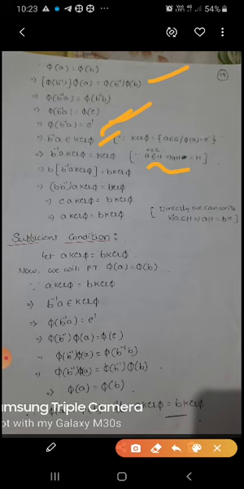By the associative property, we will multiply with B on both sides. Again by the associative property, B·B⁻¹·A·kerφ = B·kerφ. Next, by the inverse property, B·B⁻¹ = E, so E·A·kerφ = B·kerφ. Again by the identity property, A·kerφ = B·kerφ. So this is the necessary condition.